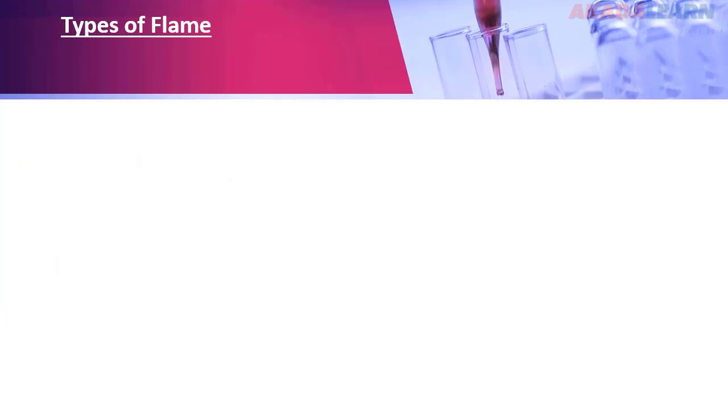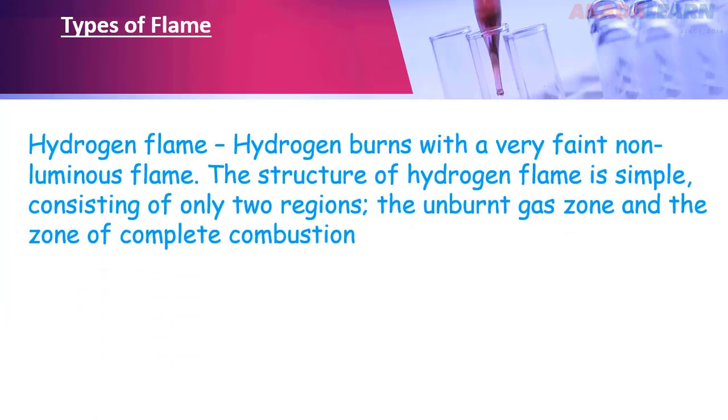Now let's take a look at types of flames. We have the hydrogen flame. The hydrogen flame burns with a very faint non-luminous light. The structure of hydrogen flame is simple, consisting of only two regions, the unburnt zone, and the zone of complete combustion.